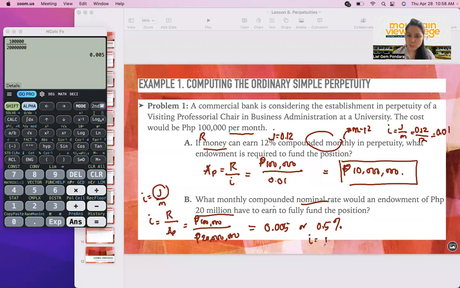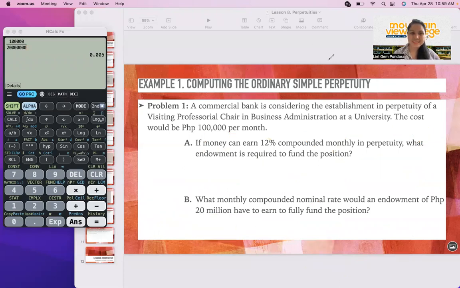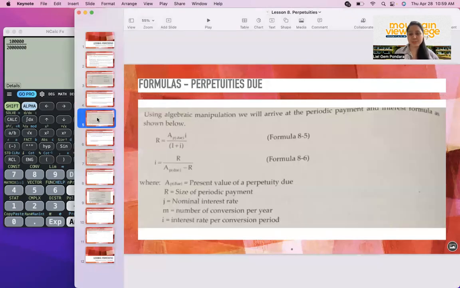So I equals J over M. Cross multiply. So J is equal to M times I. Our M, it's per month. So that's 12 times I, 0.5%. That means our nominal rate is 6%, compounded monthly. If you have questions, feel free to message me in Messenger. Let's go to the next one.